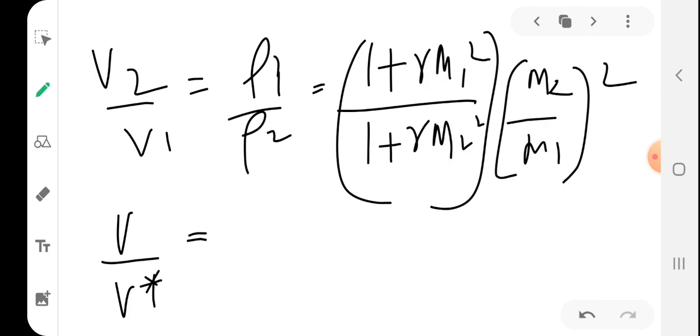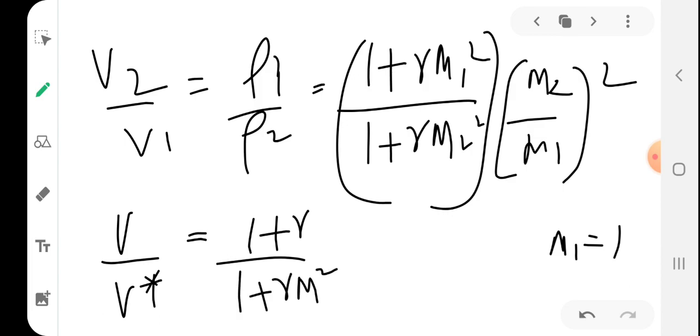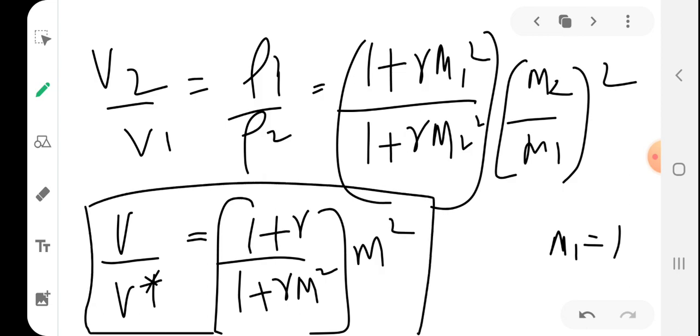Similarly, v by v star is nothing but, substituting M1 as 1, v by v star becomes (1 plus gamma) by (1 plus gamma M square) into M square. So this is v by v star.